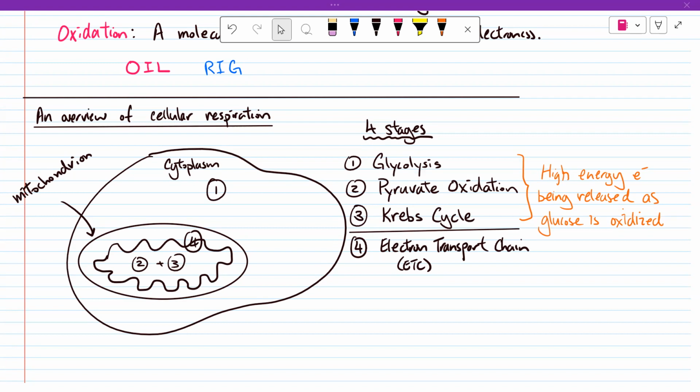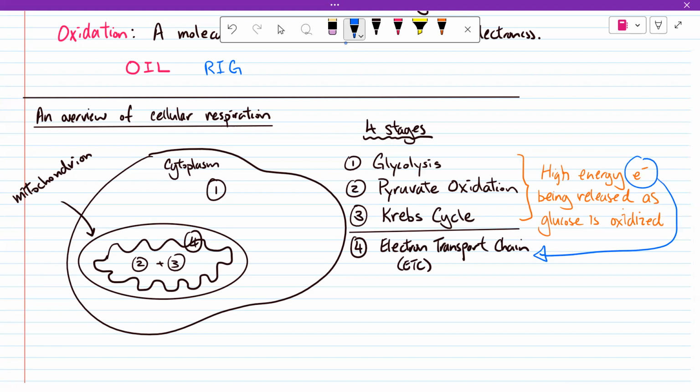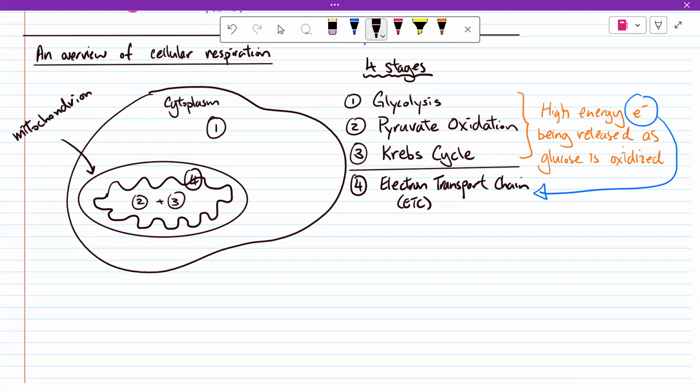I'll tell you more about it in a second. But for now, the big idea is that there's going to be something that takes the electron, and then we're going to be transporting them to the ETC, and we are going to be using those electrons at the last stage to make ATP. So let me write that down for you. High energy electron. From this point on, whenever I say electron, it's understood that it is high energy. I don't want to keep writing high energy.